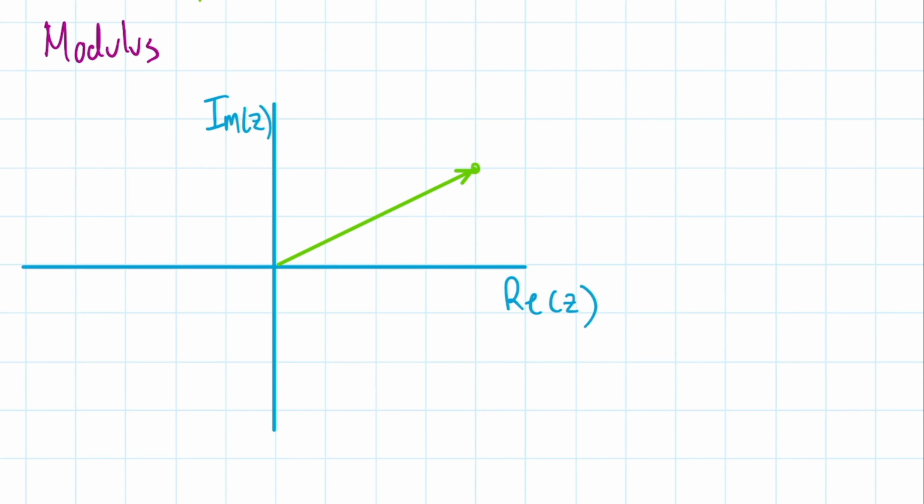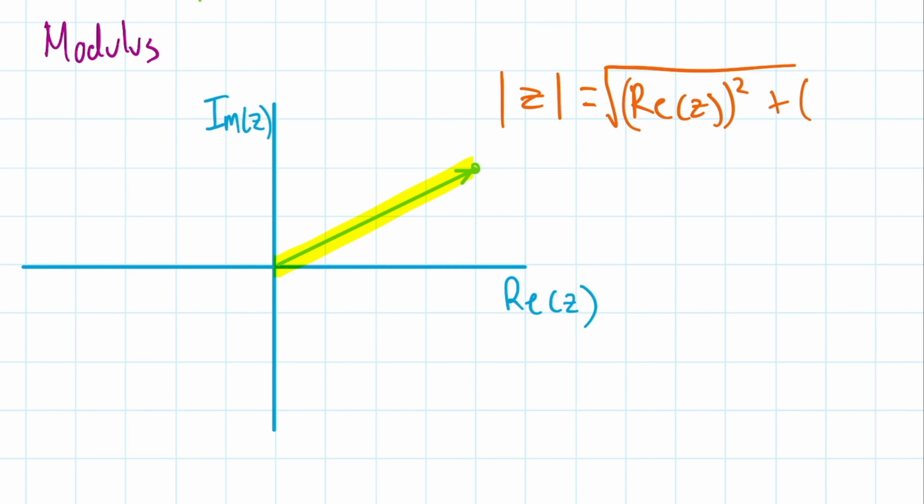The first bit we're going to look at here is how to calculate the modulus. Now the modulus simply refers to the length or the magnitude of my complex number. We have looked at this before in Unit 1 and 2. To find the magnitude or the modulus of z, that is simply going to be equal to the square root of my real component of z squared plus my imaginary component of z squared.